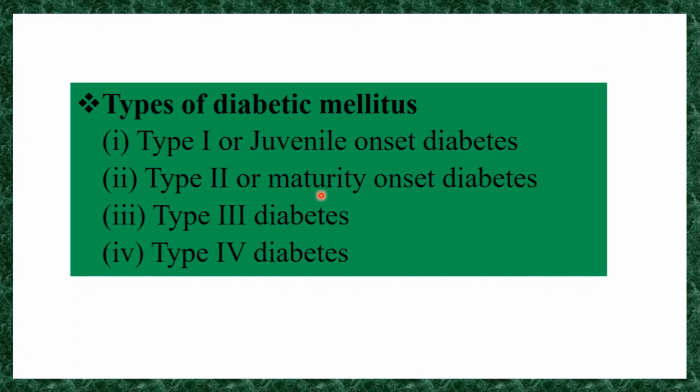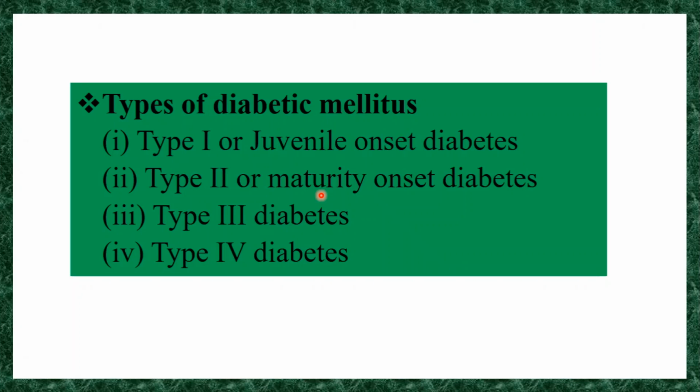The disease can be controlled by dietary regulation. So this type 2 diabetes can be controlled by dietary regulation, with or without the use of oral anti-diabetic drugs. So this is all about type 2 or maturity onset diabetes.